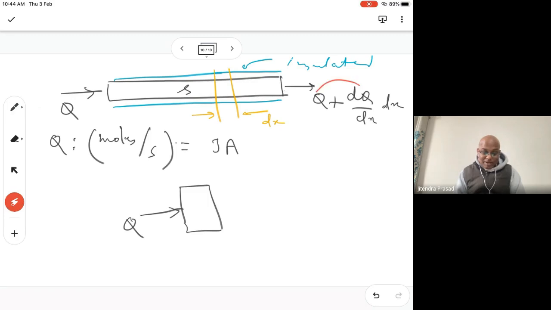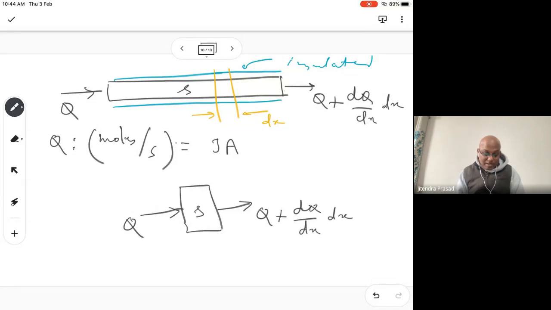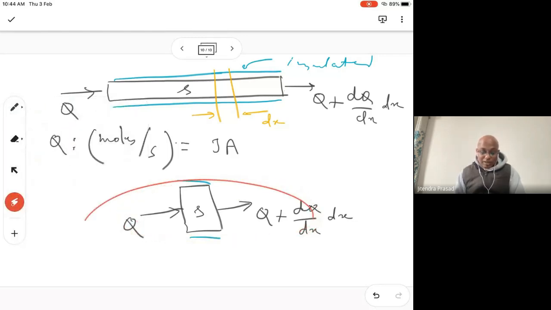Okay, so this one is basically we assume that, when we talked, I wrote dq over dx times dx. Basically, when it is very small, only then can we write that. So anyway, here it is going out: q plus dq over dx times dx, and then you have s here, and of course these two surfaces are insulated. Yeah, so this is the equation. What we see is how the mass is flowing in and out, and this is being generated. Yeah, so this S is the source.